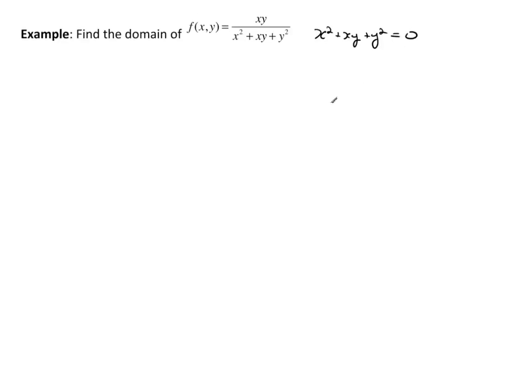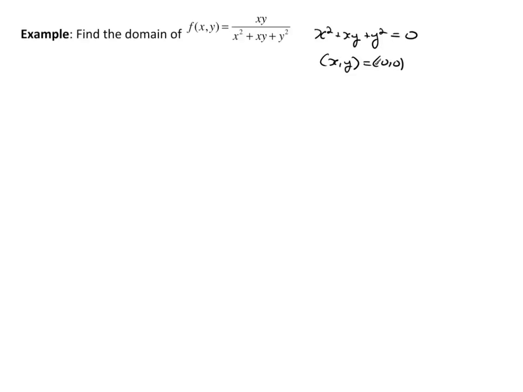So really the domain will be all (x, y) such that x squared plus xy plus y squared is not equal to 0. Well, the only time that I do have 0 is if both x and y are 0. If x is 0, I'll have y squared. If y is 0, I'll have x squared. So I need them both to be equal to 0. So I know this function is going to be discontinuous at the point (0, 0).